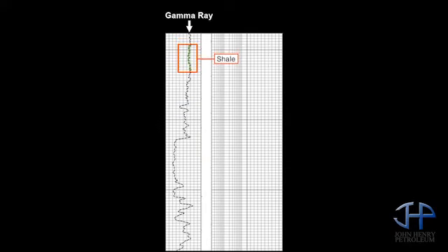Notice that near the top of the log, the line is relatively flat and the reading is consistently high, indicating dirty rock, likely shale. But near the bottom, the reading fluctuates because the logging tool is entering a sandy area which has little radiation and could contain oil or gas.